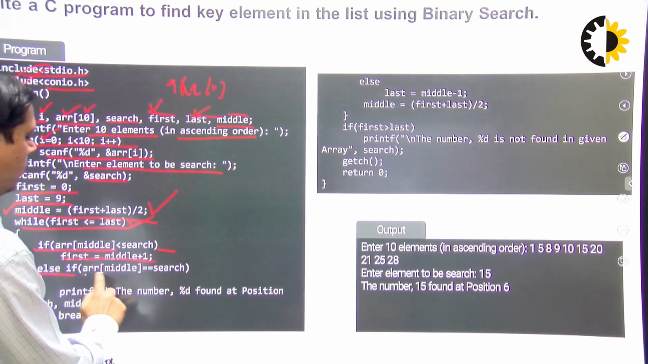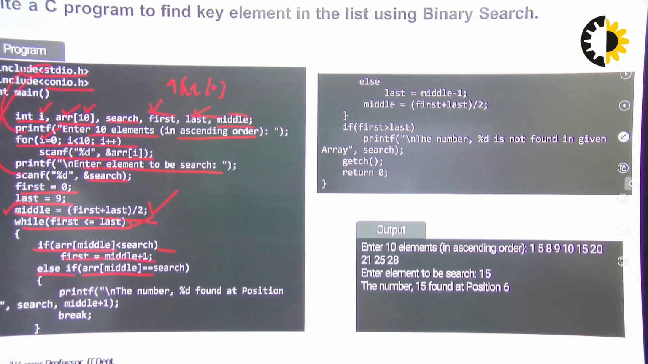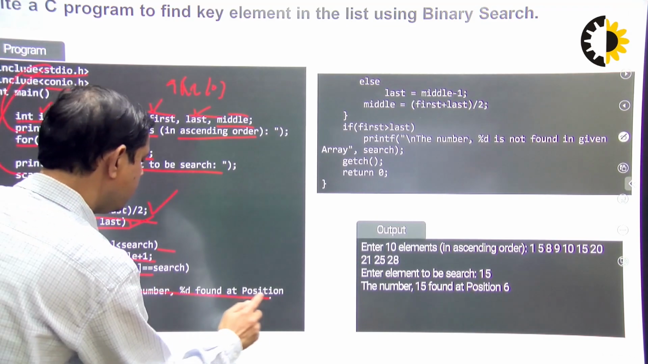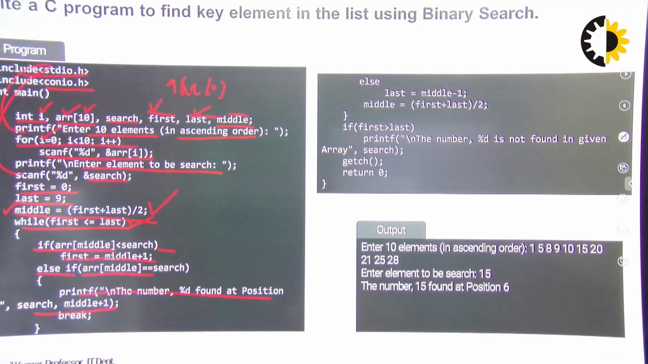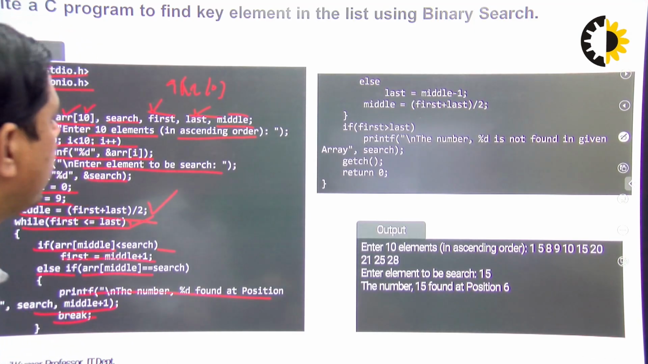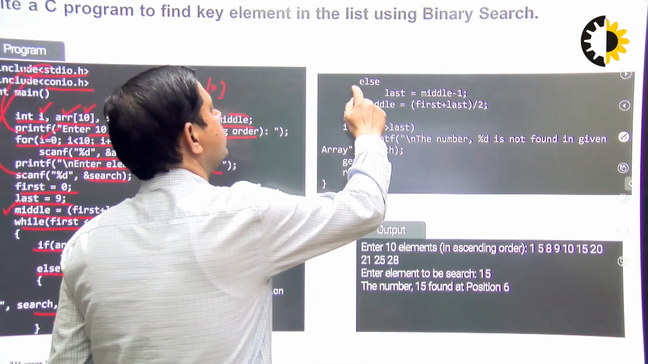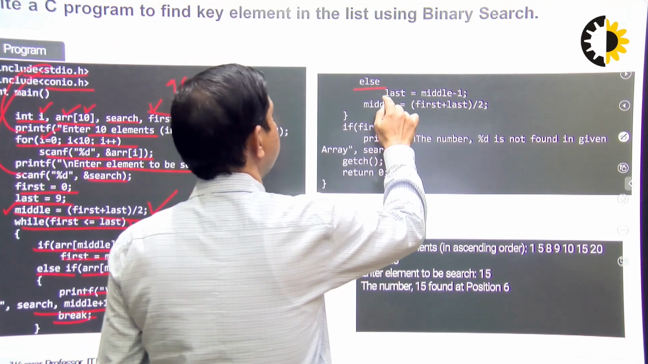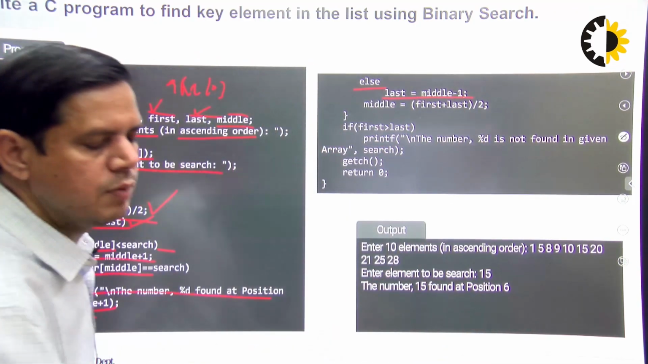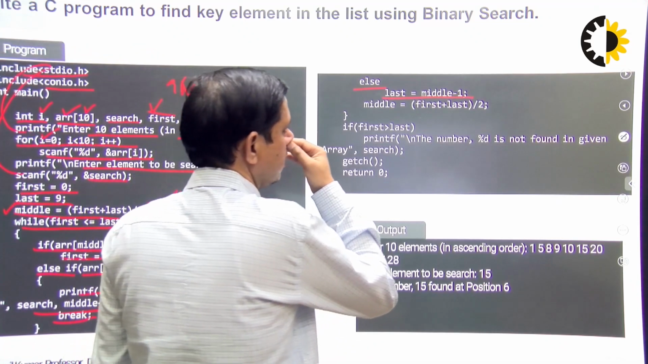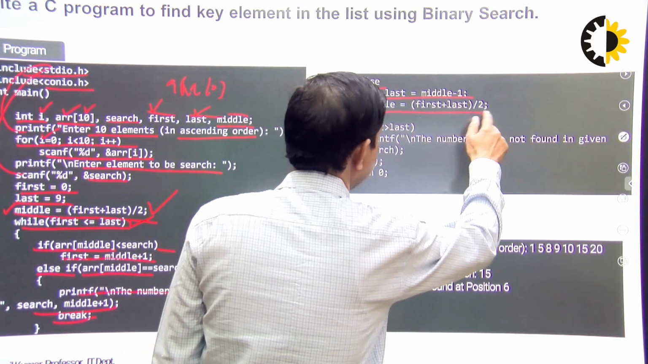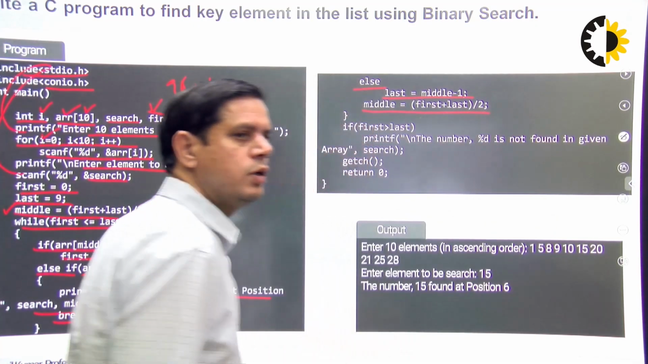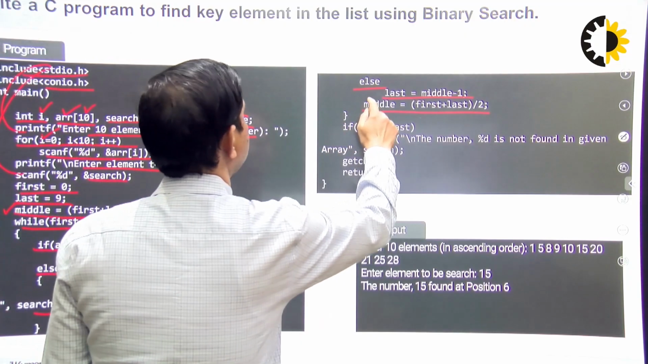Else, if array[middle] equals search, that means it matches the searched element. If it matches, we simply print that element and put a break. We already know the meaning of break: after execution, it comes out of the loop. If it is not so, that means the element exists in the first half, then last will be middle minus 1, because we have already compared with the middle element. Again we find the middle, which will be first plus last divided by 2. With the help of this, we are able to find the middle.